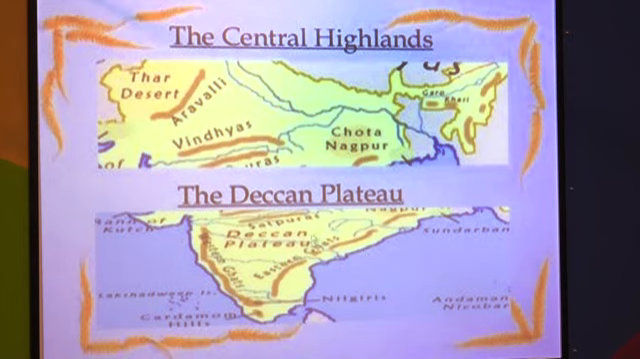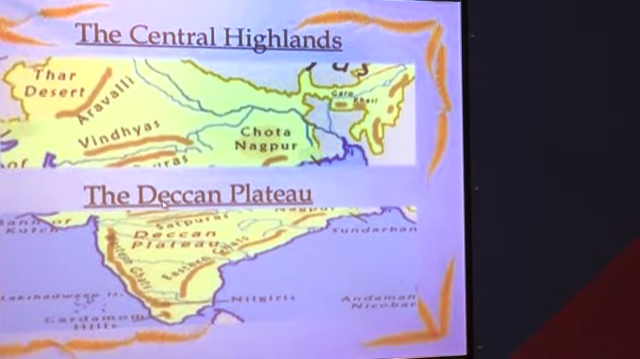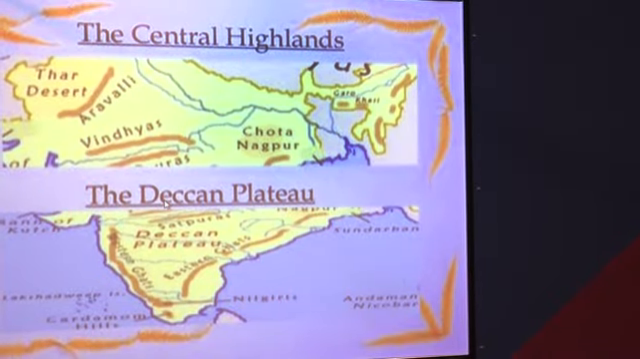And on the Deccan plateau, Maharashtra, Karnataka, some part of Tamil Nadu and Andhra Pradesh, these four states are located on the southern part, and on the northern part Madhya Pradesh, Gujarat, Rajasthan, some part of Chhattisgarh, Jharkhand, these states are located on the northern part, the central highland.